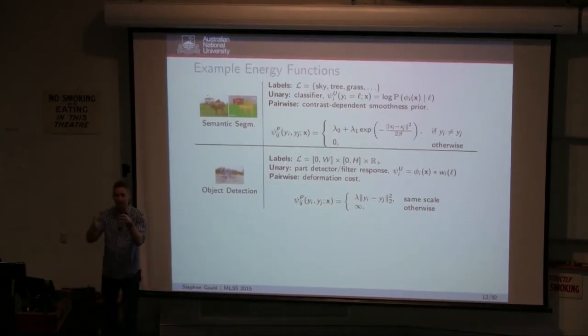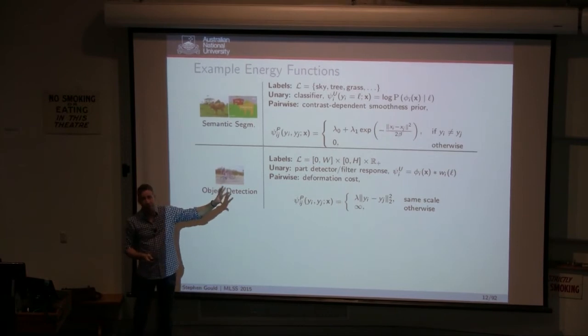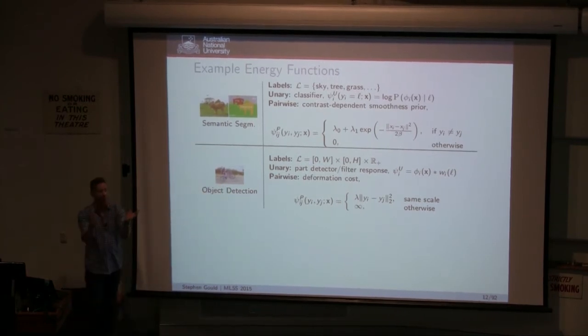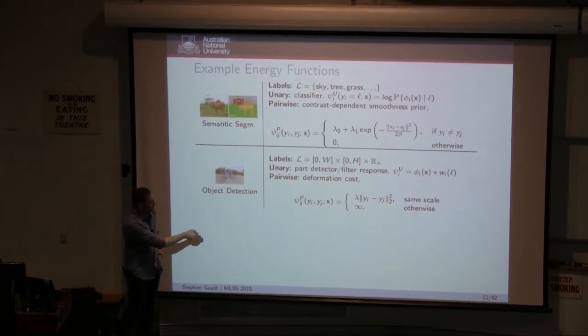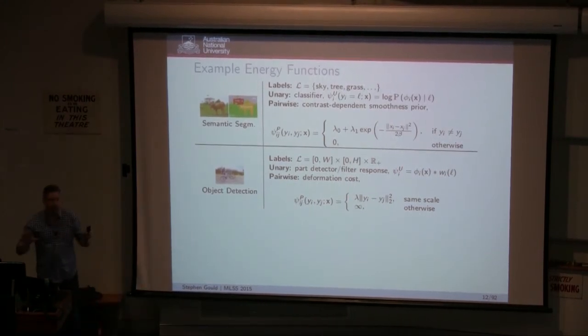So you model the part as a filter, you run that filter over the image, and that filter is going to return a score which tells you how well the pixels underneath the filter at that location match the filter itself. Okay? So that gives you your unary potential, and then the pairwise potential is a deformation cost, right?